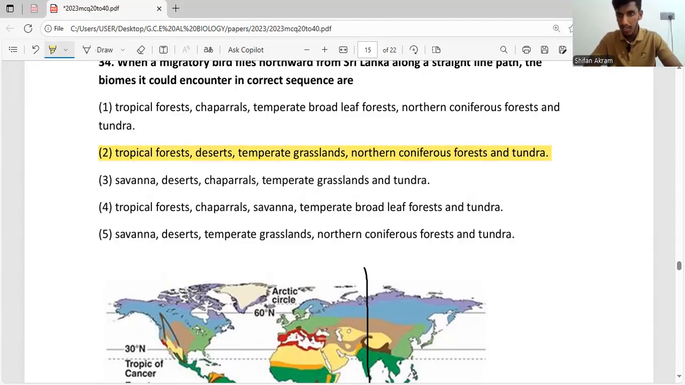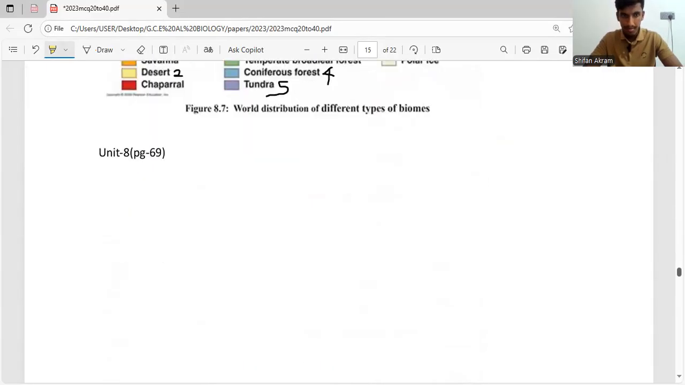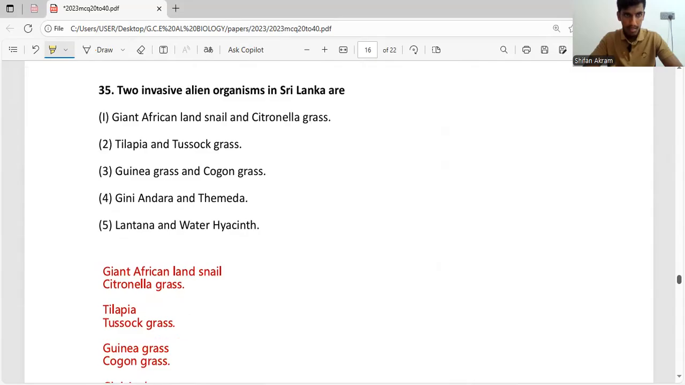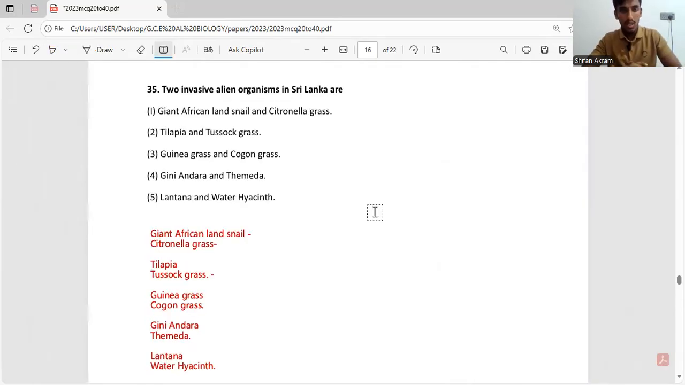Now let's go through question 35. Two invasive alien organisms in Sri Lanka are. So what are invasive alien organisms? Invasive alien organisms are plants or animals that are introduced from another foreign environment to the native biodiversity, and these organisms, plants or animals, cause harm to the organisms surrounding them. Right? So these are what invasive alien organisms are.